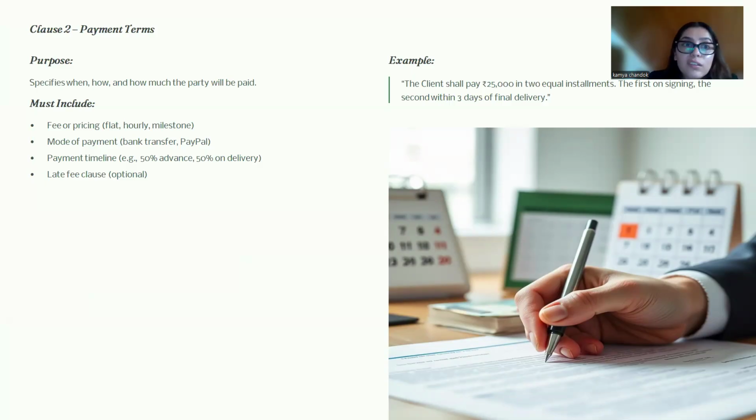You can also mention the schedule. I mean, you must include that. For example, if it is a weekly payment or a 30-day billing cycle. And lastly, the penalties in case of late payments, if any. You can see the example that I've mentioned: the client shall pay 25,000 rupees in total in two installments, 50% when and 50% then. So this is how your payment terms are drafted. Now, what this clause does is protect the provider's cash flow and also the client's expectations.